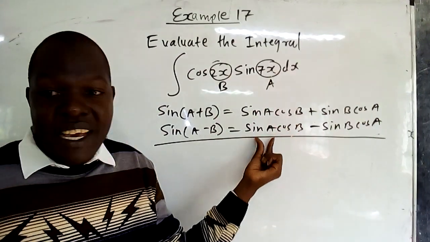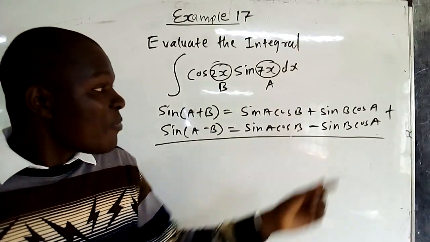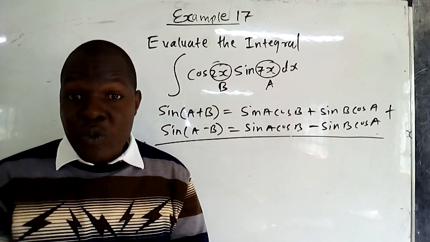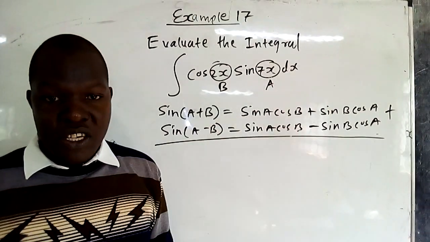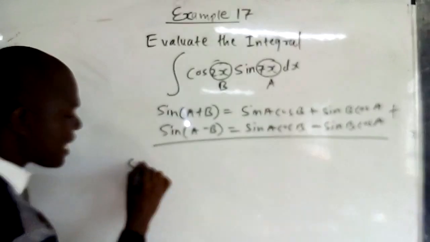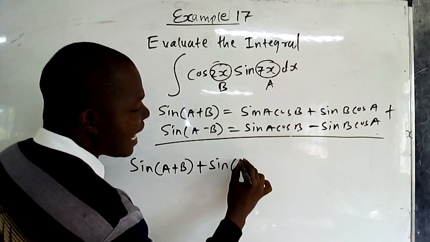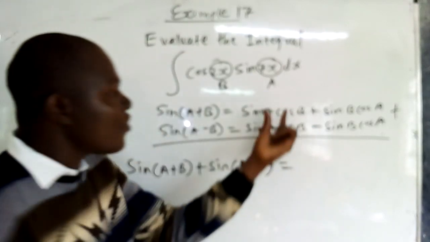So for us to get sine A, it means we add the two equations, isn't it? Because if we subtract the two equations, we are not going to get sine A, we are going to get cos A, but we don't need cos A, isn't it? Yes. We need sine. Is that okay? So you add the two equations. So if you add this side, you have sine A plus B plus sine A minus B to be equal to this plus this.